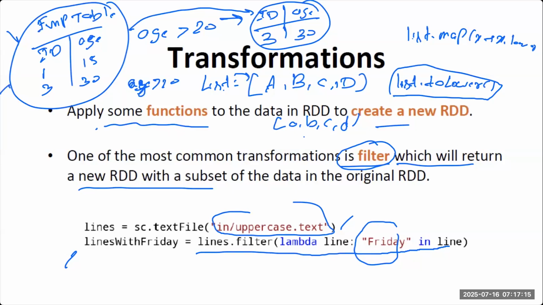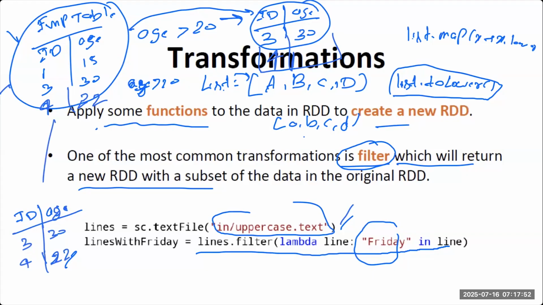Let's suppose our upper.txt has this data. Once you read it, let's suppose I filtered. Let's add one more record here, 4, and give it age 22. I'm filtering age greater than 20, so I will get two records, right? ID 3 with age 30, and ID 4 with age 22, after the age filter.